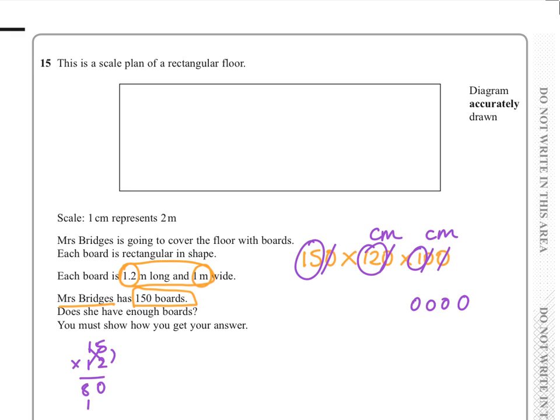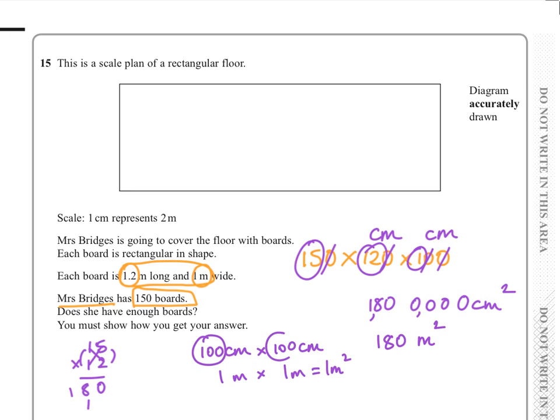So we've got 5, 6, 7, 8. So we have 1,800,000 centimetre squares, and that is the same as 180 metre squares, because 100 centimetres by 100 centimetres is the same as 1 metre by 1 metre, which is 1 metre squared. And if you do 100 centimetres times 100 centimetres, then that's these 4 zeros here, 4 powers of 10, leaving you the 180 metre squares.